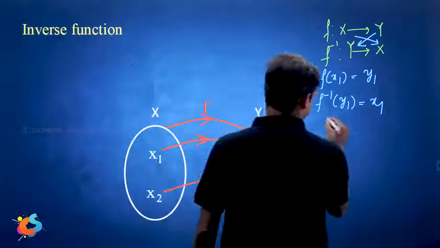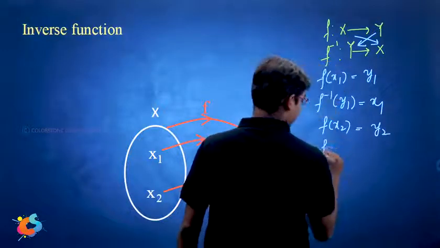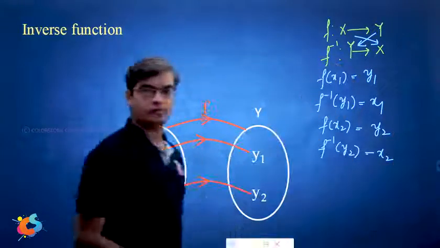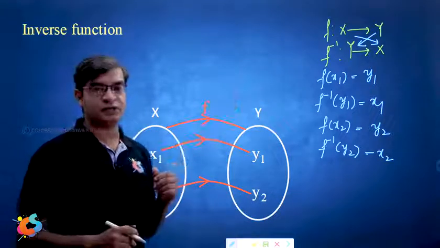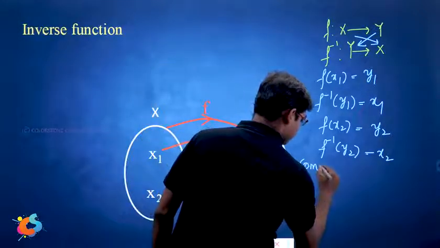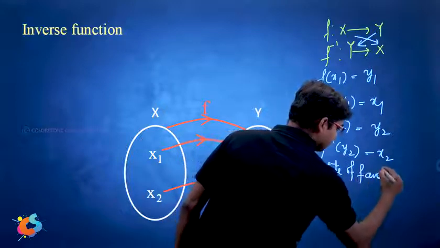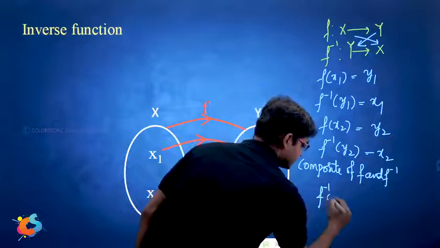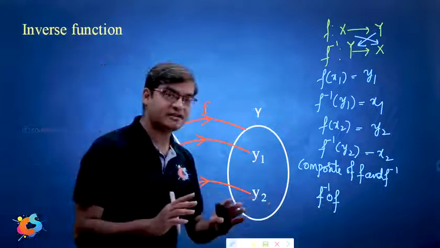Okay? So, in the same way, f of x2 is equal to y2 implies f inverse of y2 will be equal to x2. Okay? Till here, we are just doing the exact opposite to what f is doing. Next, if I consider the composite of f and f inverse, then what will happen? Let us take f inverse circle f. Now, this is a composite function.